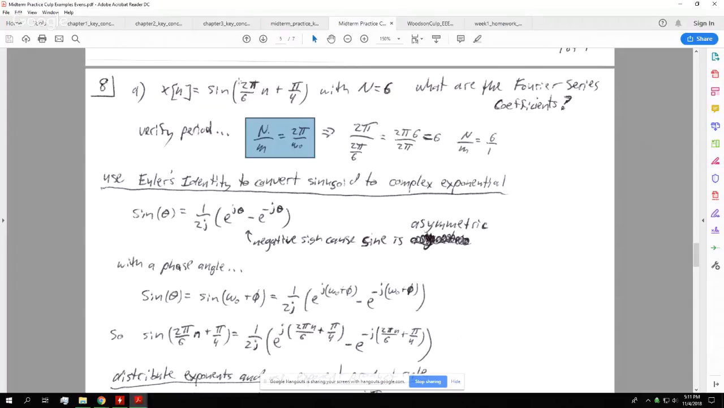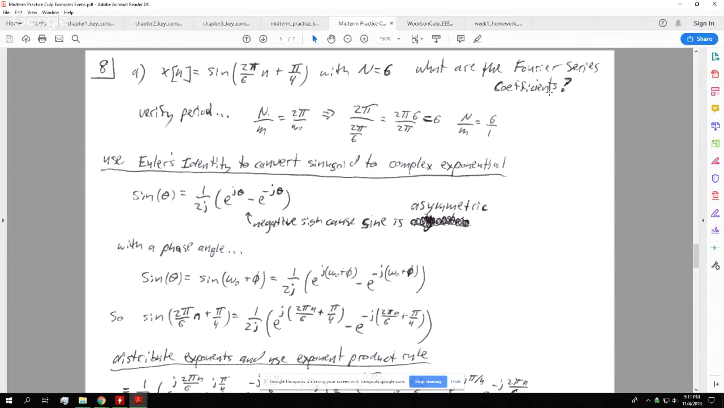So I'm just going to plug our angular frequency into our expression. So 2 pi over 2 pi over 6, just plug and chug, and it comes out to 6. And lo and behold, we just verified our period here. Now let's solve the problem for the Fourier series coefficients.